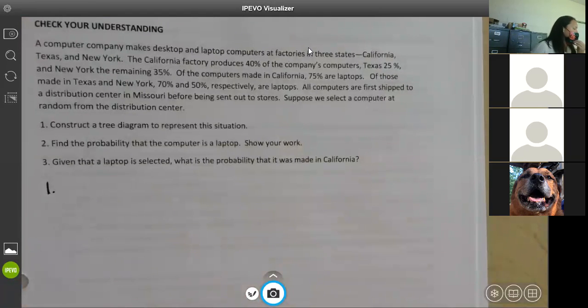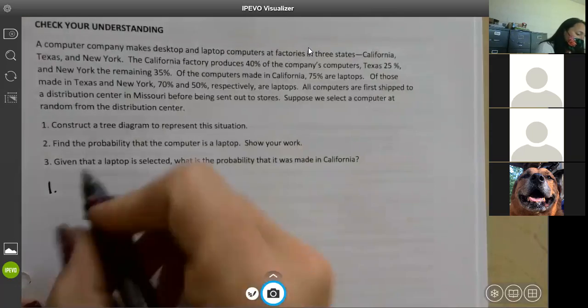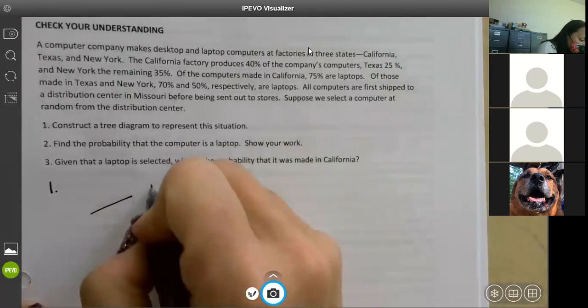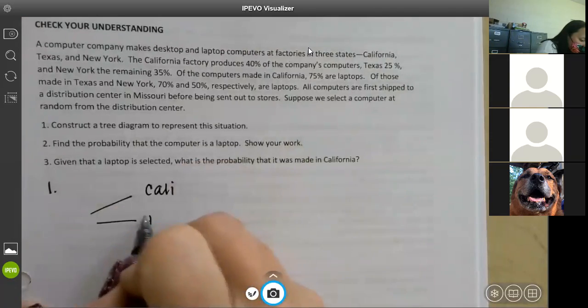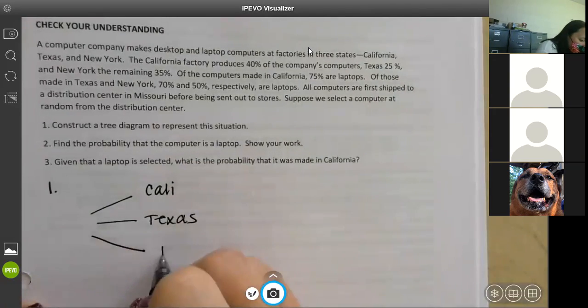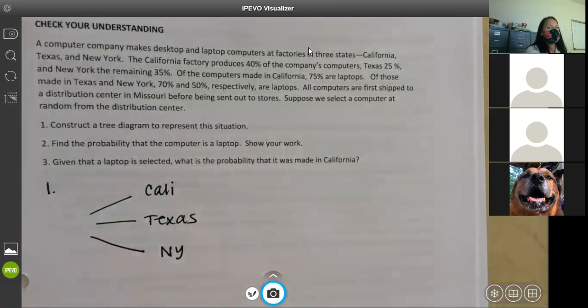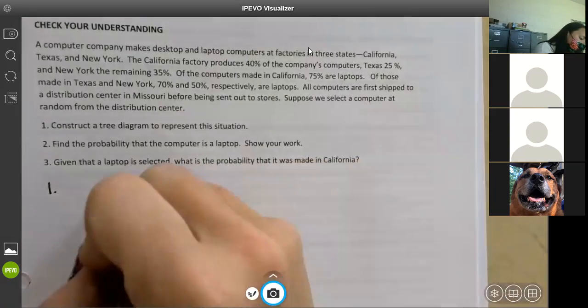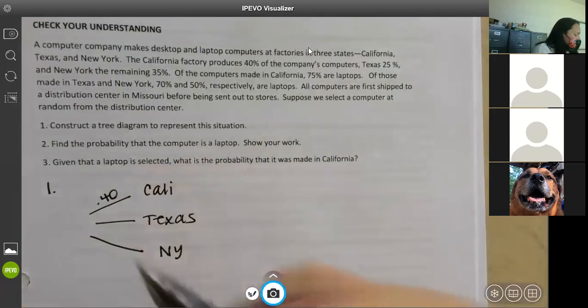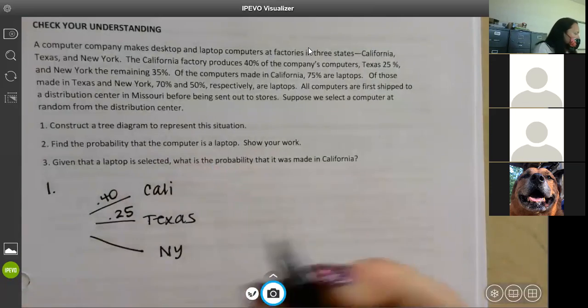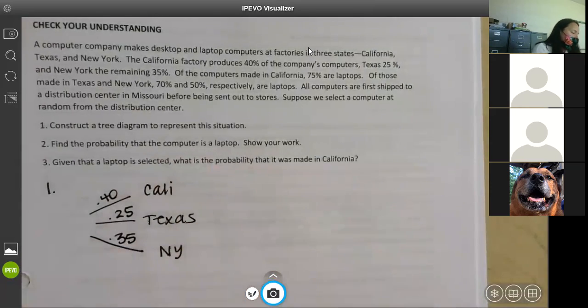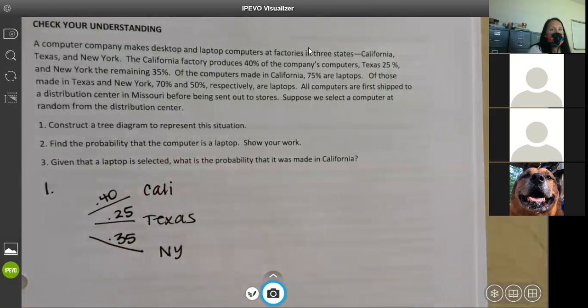So what's my first branches of my tree? What do the first percentages tell you? The different states. So what are your different states? California, Texas, New York. Perfect. What are your percentages for California, Texas, and New York? California was 40, Texas was 25, and New York was 35.